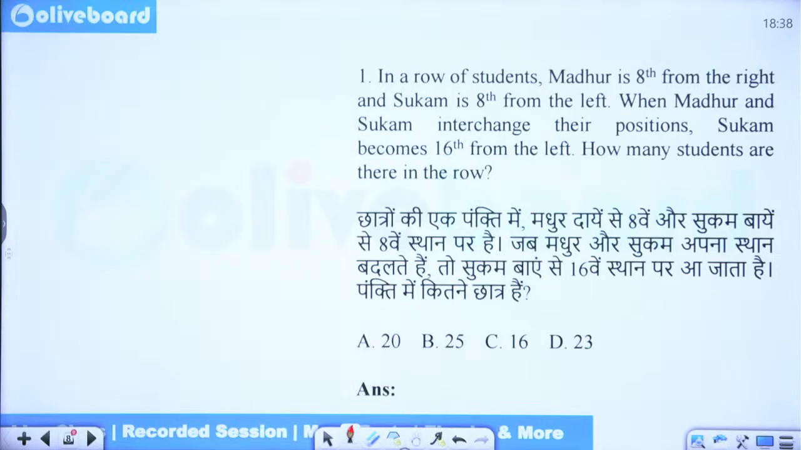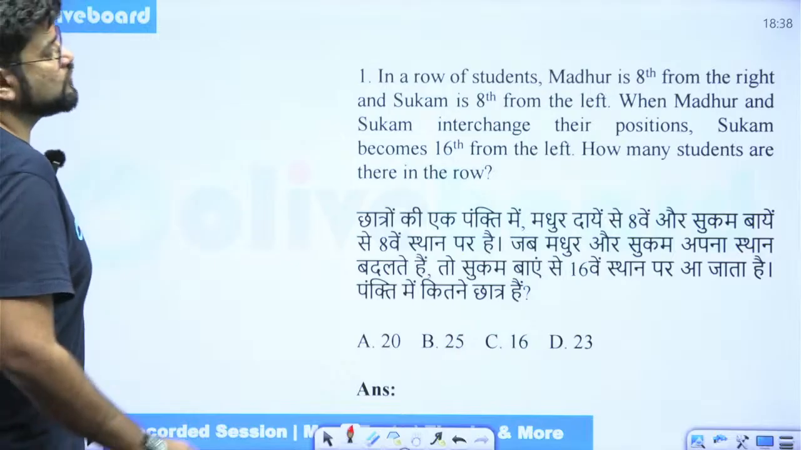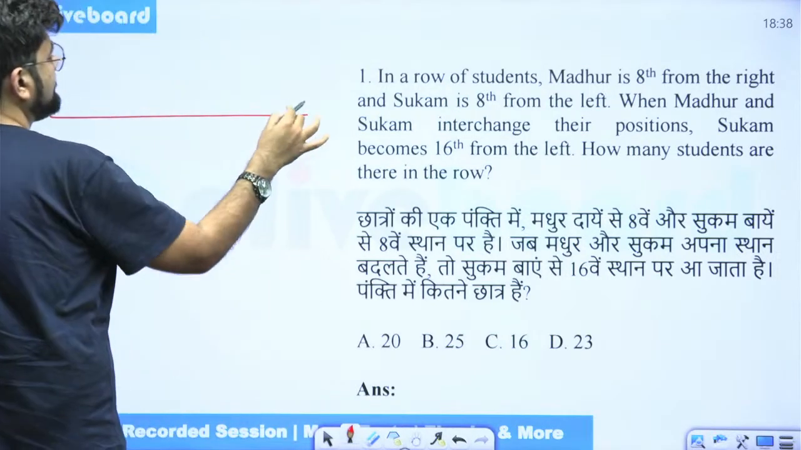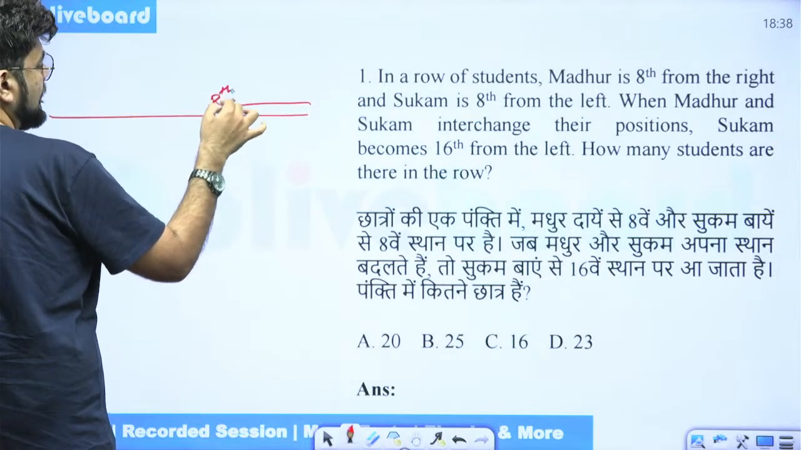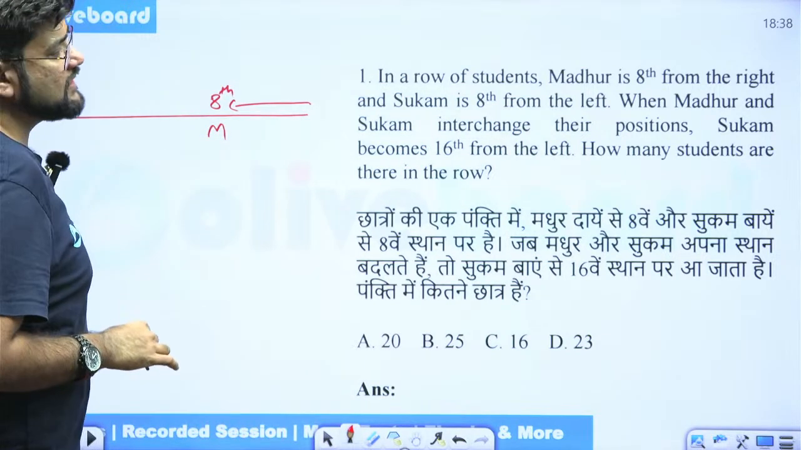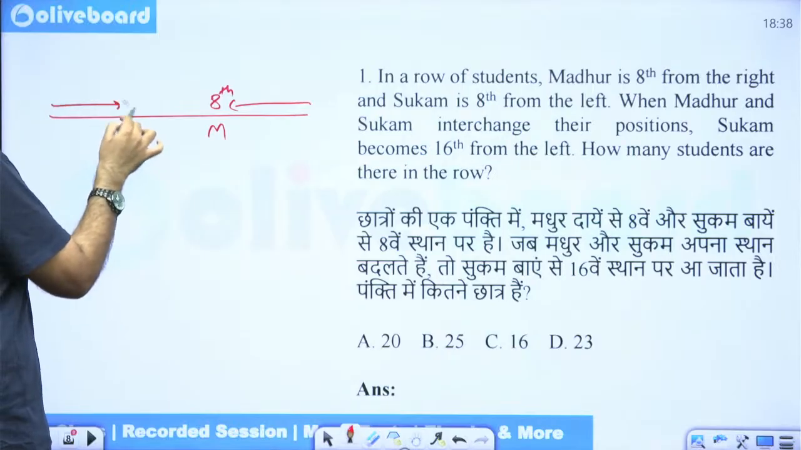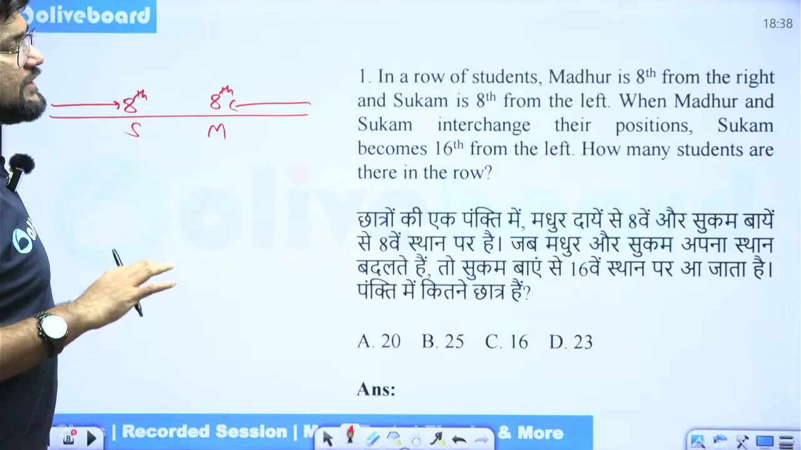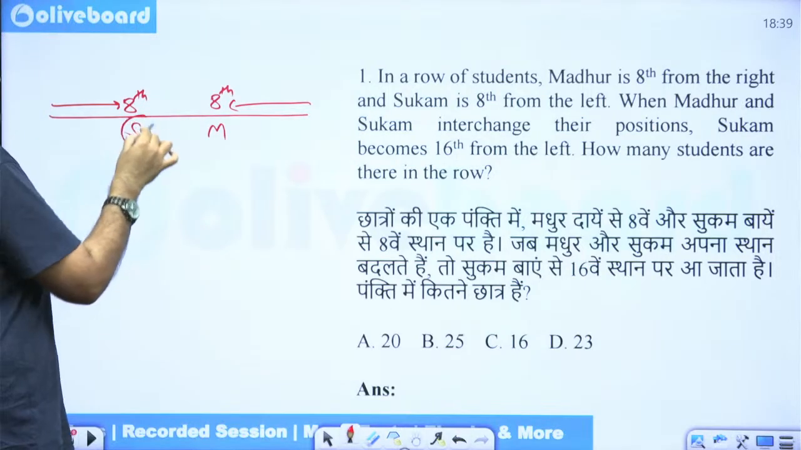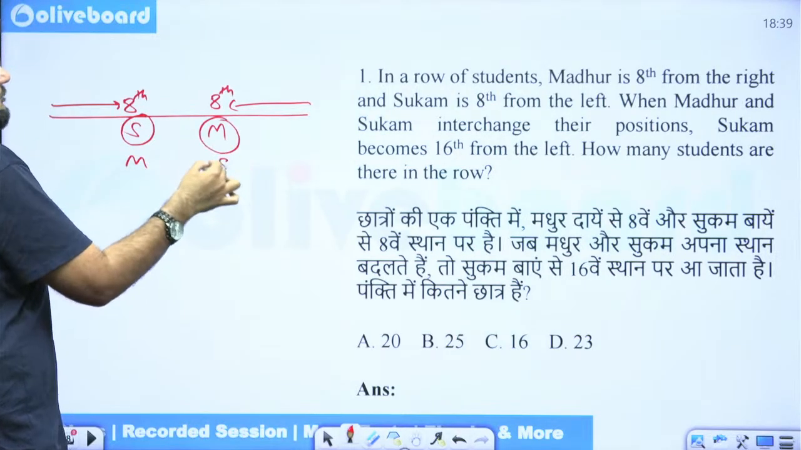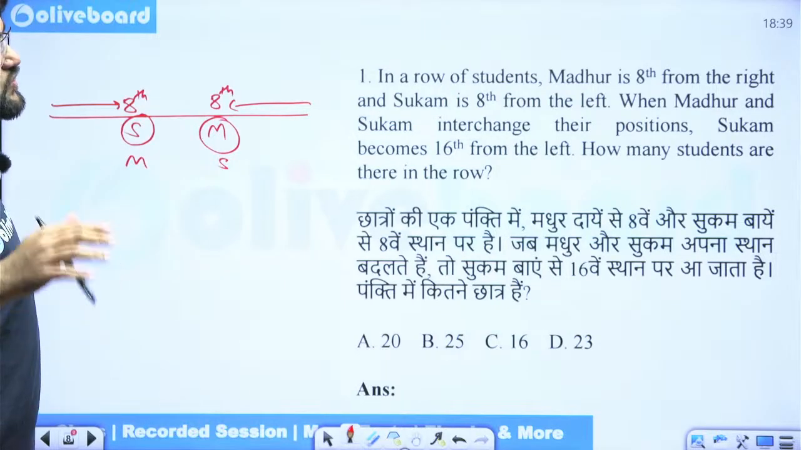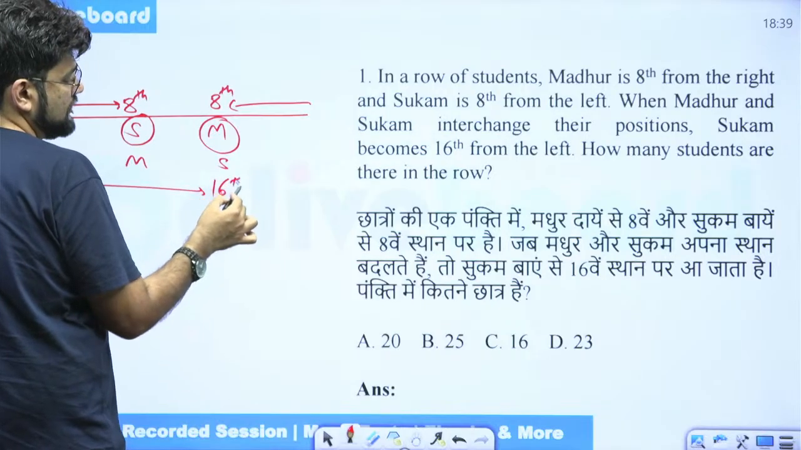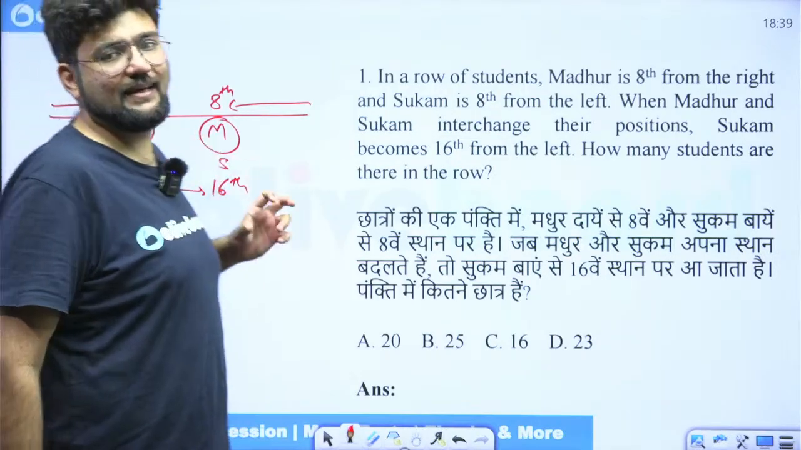Okay, let's look at this question. In a row of students, Madhur is 8th from the right, and Sukam is 8th from the left. Okay. And Madhur and Sukam interchange their position. Now Madhur is sitting here, Sukam is sitting here. After interchanging, Sukam becomes 16th from the left. This guy now. They're asking us how many people are there.